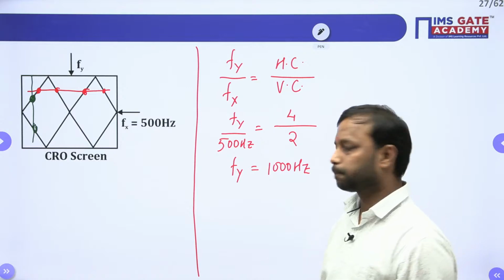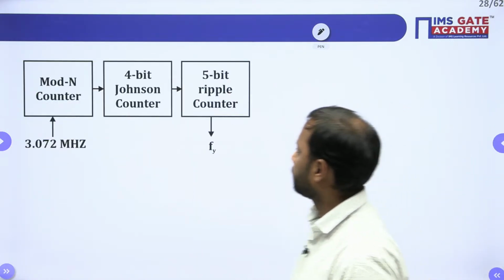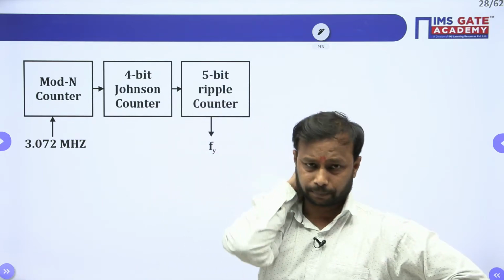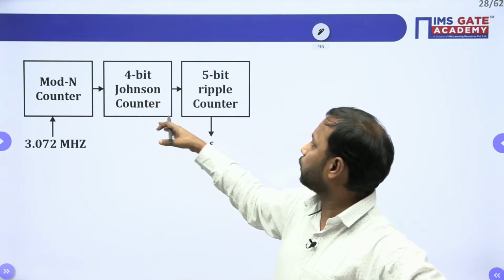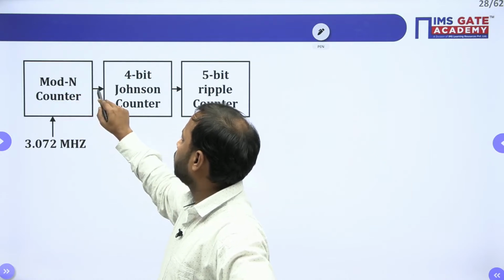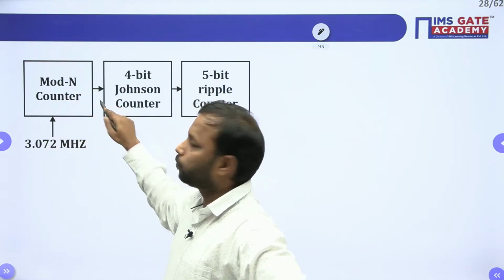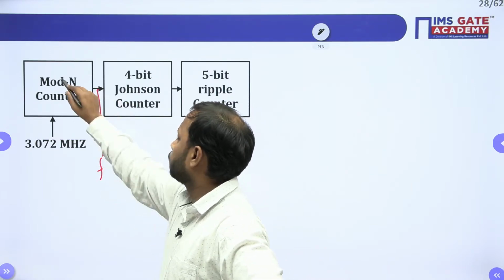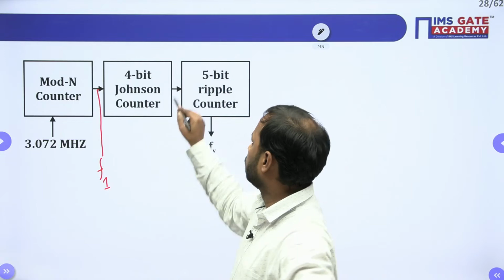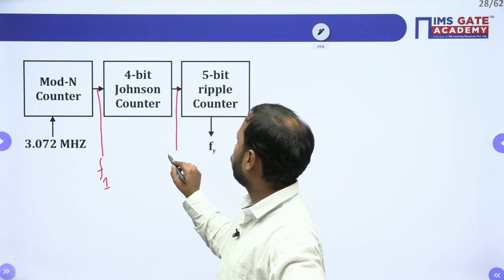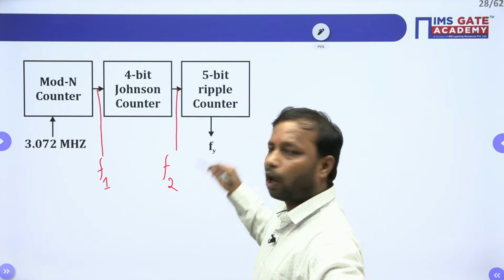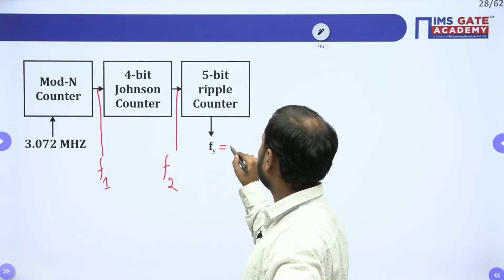Am I clear? Any doubt in this? So let us move ahead. Now how to find the value of mode n? For that you should know the concept of the mode n counter, the 4-bit Johnson counter and the 5-bit ripple counter. Let me take the output frequency of the mode n counter as F1. This F1 frequency will act as the input to the 4-bit Johnson counter. Let us say the output of the 4-bit Johnson counter is F2, and this F2 will act as the input to the 5-bit ripple counter whose output is Fy, which we have calculated as 1000 hertz.